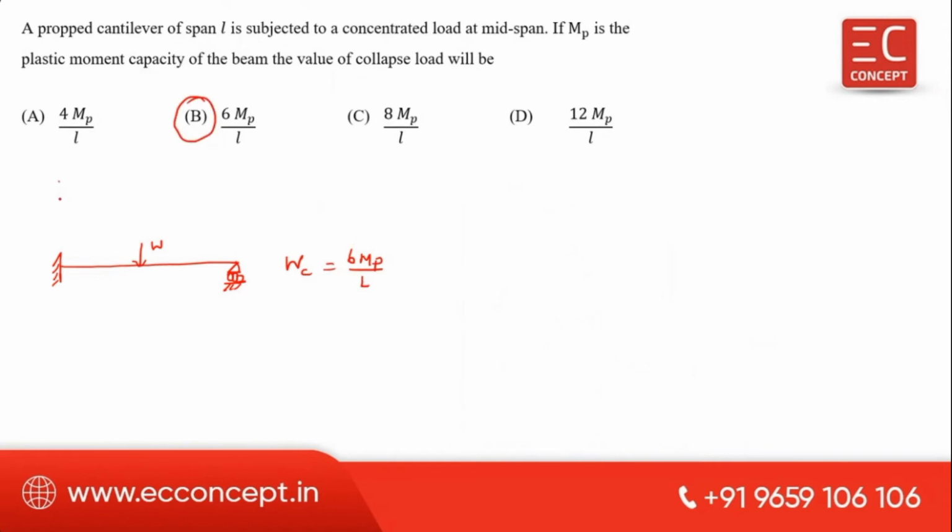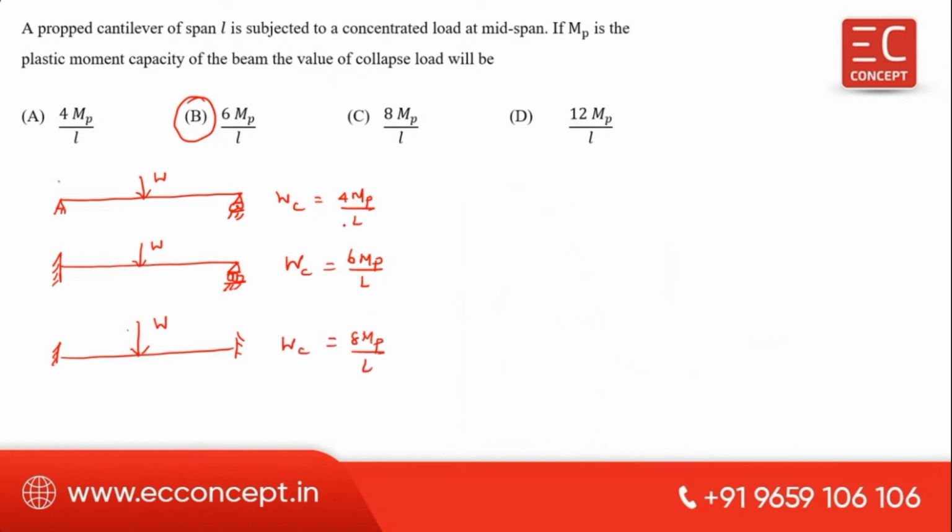And for a simply supported beam with a point load at the center W, the collapse load is 4 MB by L. In a similar manner, for a fixed beam with the point load acting at the center, what is the collapse load? 8 MB by L. So the value increases, but all are center loads: simply supported, propped cantilever, fixed. Understood? I hope you got it.